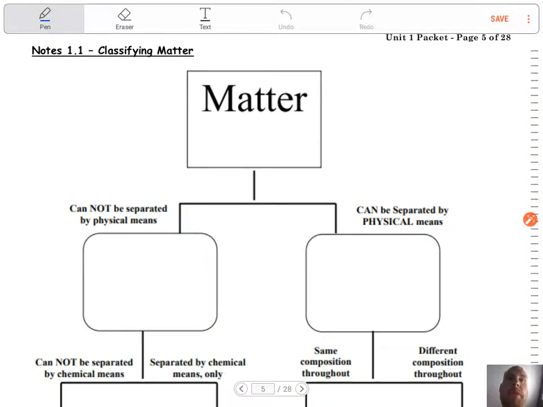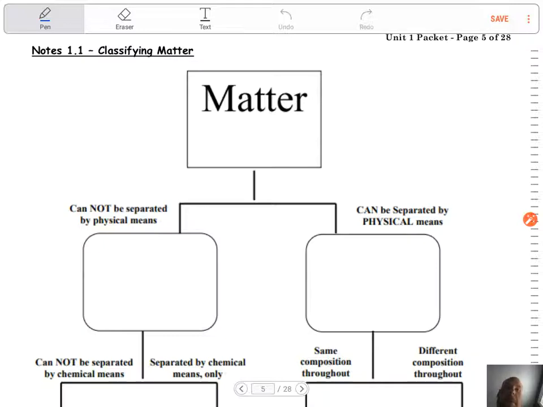Welcome to Unit 1. We are going to be talking about how to classify matter today. As you can see, we're going to start with this flow chart. It's going to be very helpful throughout the year to help you go through the thought process of saying, hey, what kind of substance do I have? So matter, I'm sure you guys have heard that term before. I'm not going to get into the definition of it, but pretty much just everything around you.